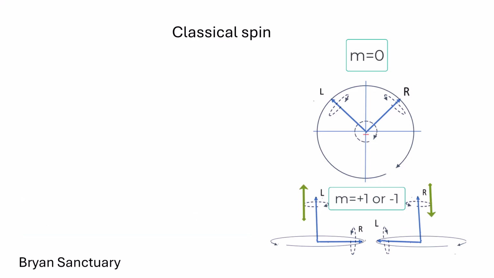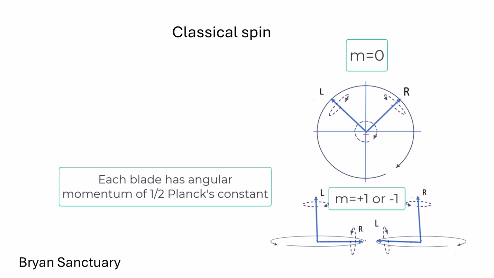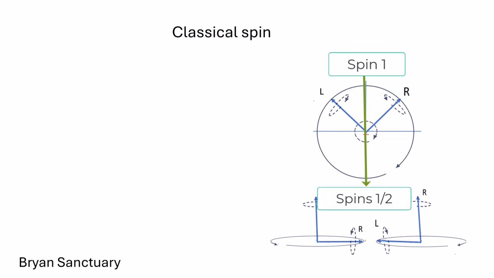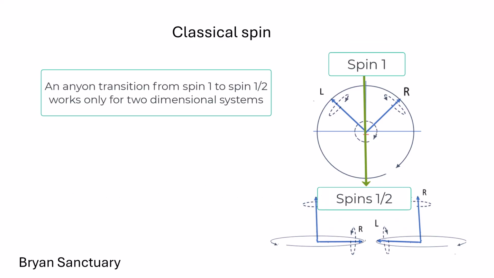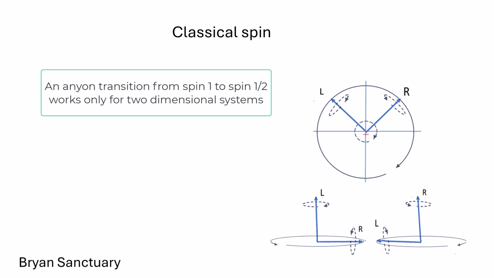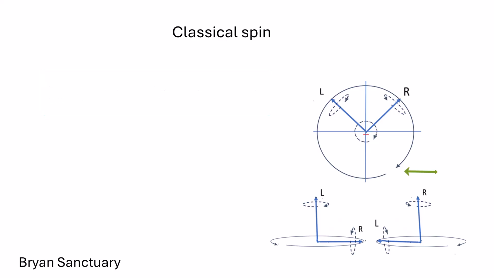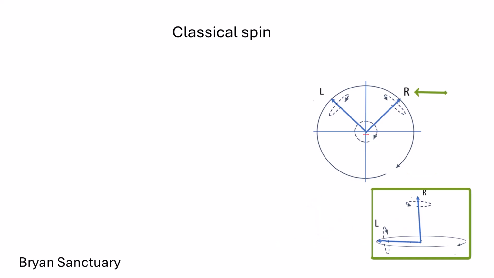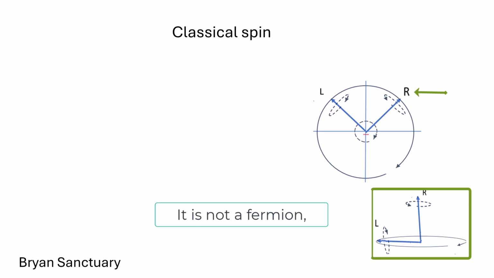down. Each blade has an angular momentum of 1/2 Planck's constant. Transitioning from a spin 1 to a spin 1/2 is an example of an enneagon transition. Enneagon transitions require a system to be two-dimensional, and bivectors spin in a two-dimensional plane. In this case, left external precession means the leading blade is right, which lines up. It looks just like a fermion, but it is not.